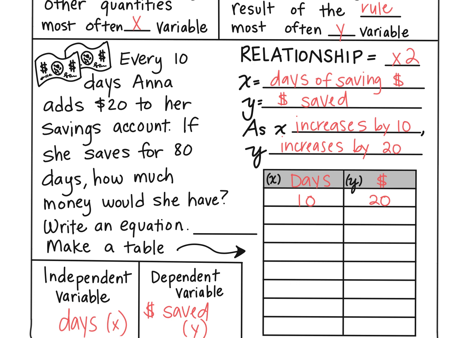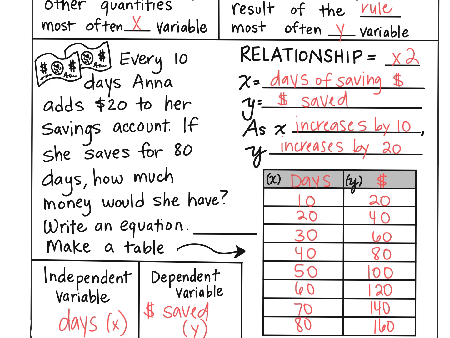So then I would know that my next values in my table would then be 20 and then 40. Then I would have 30 and then 60. And then 40 and then 80. And then 50 and 100. 60, 120, 70, 140, and 80, and 160.